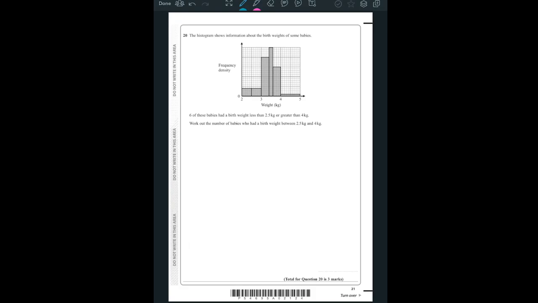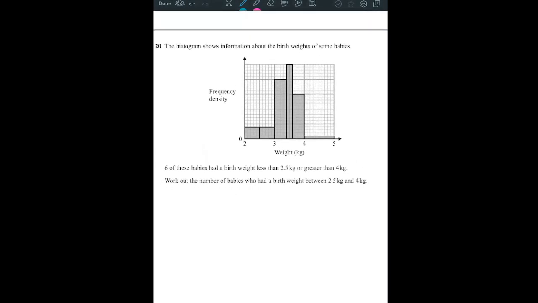Question 20, a histogram question. We have the birth weight of some babies. 6 of the babies weigh less than 2.5 or greater than 4. So less than 2.5, so that's this section here, or greater than 4. Okay, so you've got 6 babies in those regions. Work out the number of babies between 2.5 and 4.